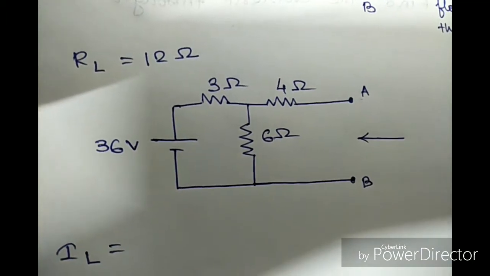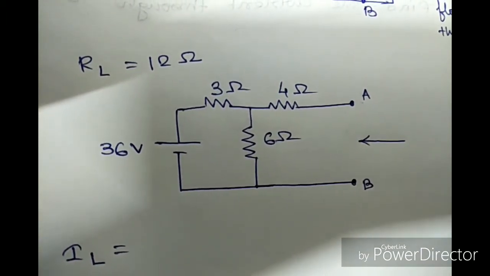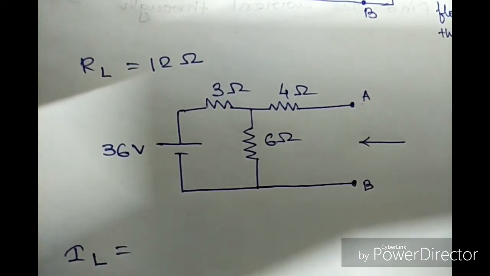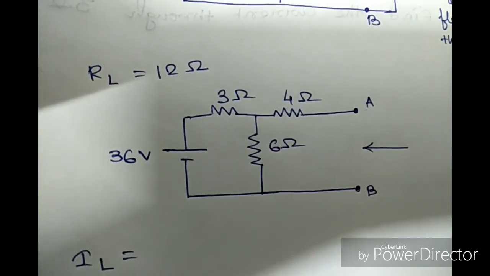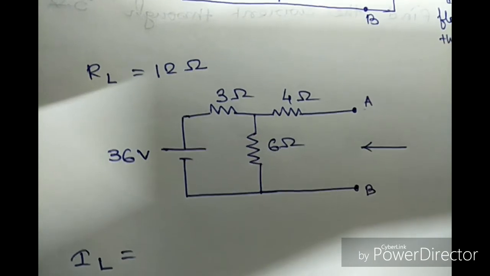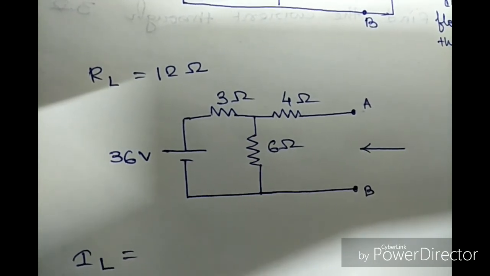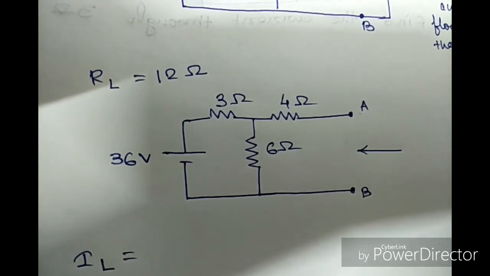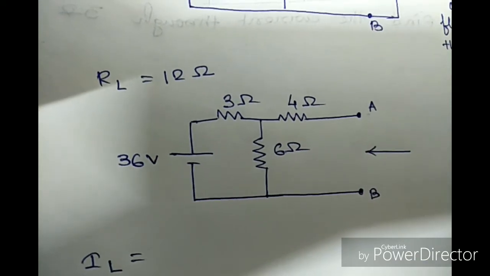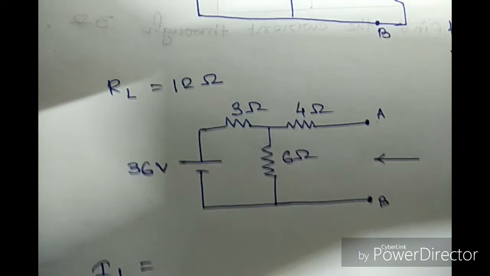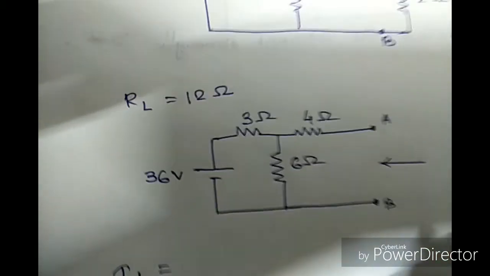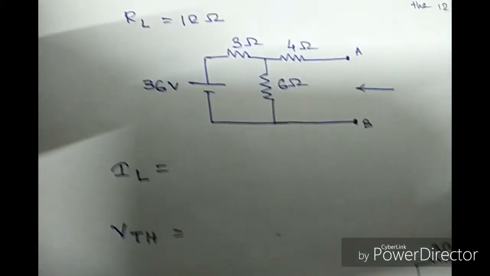Here we have to first remove the 12 ohm resistance, as it is the load resistance. As the 12 ohm resistance is parallel to the 6 ohm resistance, the current flowing through the 6 ohm resistance will be equal to the current flowing through the 12 ohm resistance. And as said in the theorem, we have to see from the load resistance side, so the arrow is here. At first we have to calculate the line current.